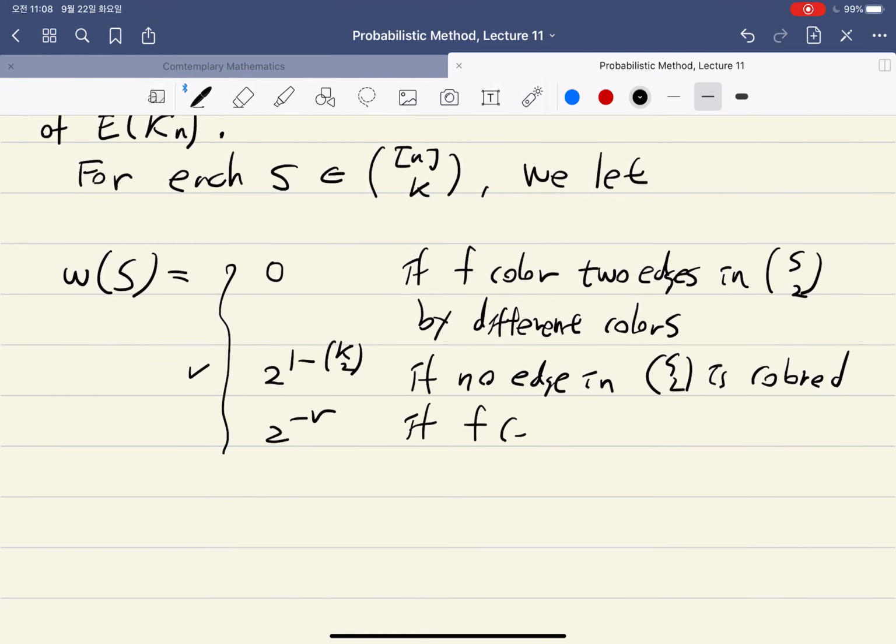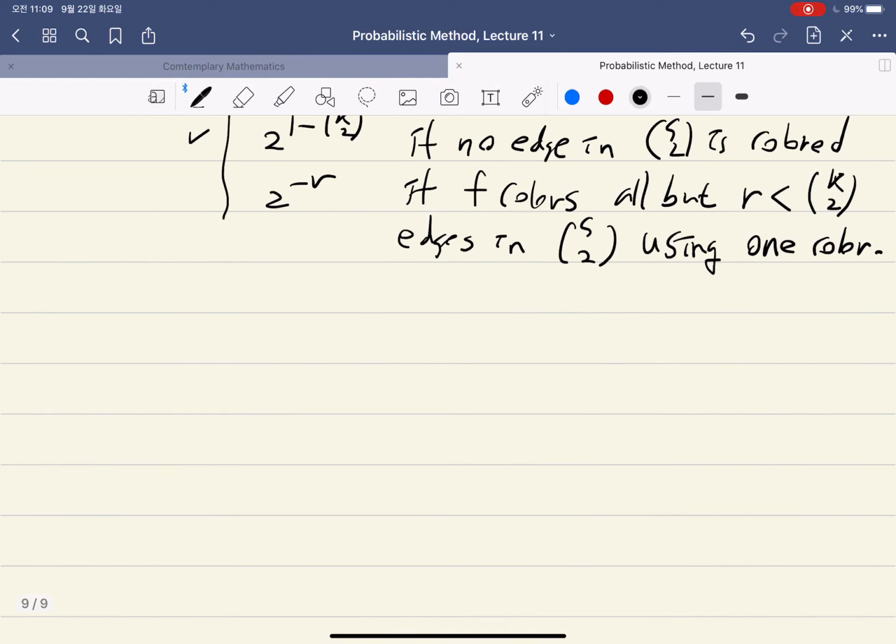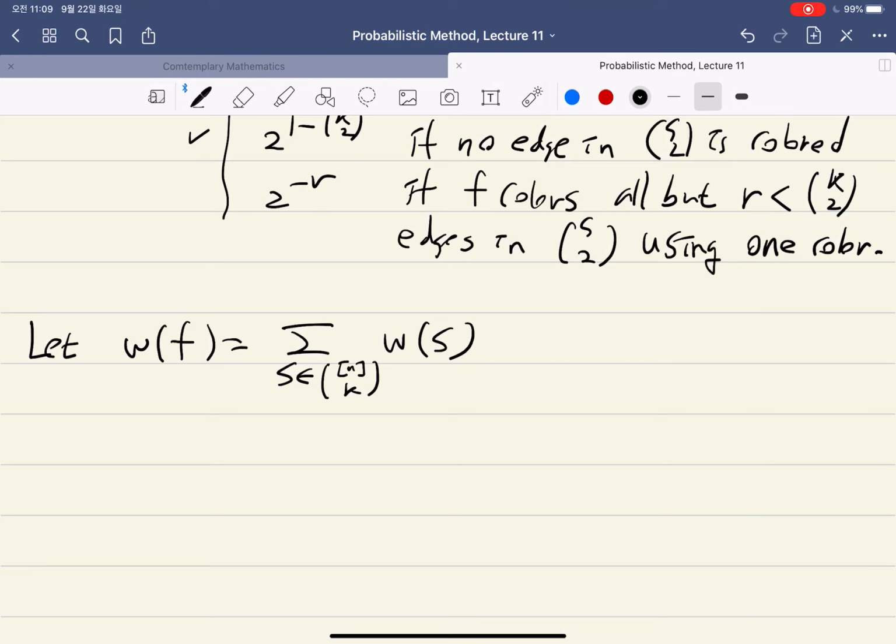And it is 2 to the minus r if f colors all but r, which is smaller than k choose 2, edges inside of S using only one color. So this is a weight which seems a bit artificial, and we let the weight of f be the summation of the weights of all k-sets for a partial coloring f.